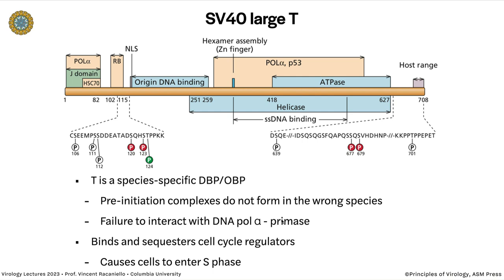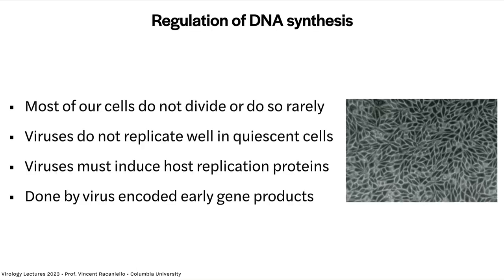The other important property of SV40 large T is that it binds and sequesters cell cycle regulators and causes cells to enter S phase. And this is an important property that I want to talk about a little bit now. Now, most of the cells in our body are not dividing. There are some that are constantly dividing. The epithelial cells that line our respiratory and gastrointestinal tracts, for example, are constantly dividing, but most of our other cells are not. Muscle cells are not. Heart cells, brain cells, liver cells, unless there's a need for regeneration, they're not dividing.